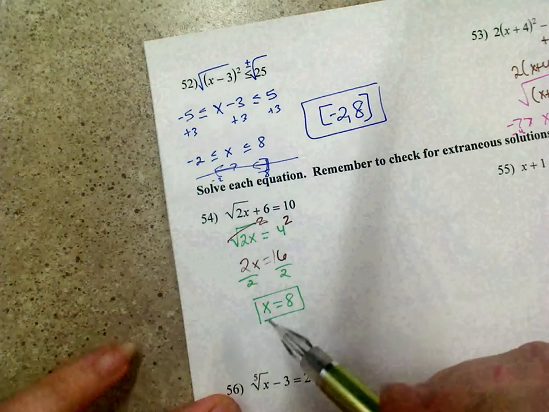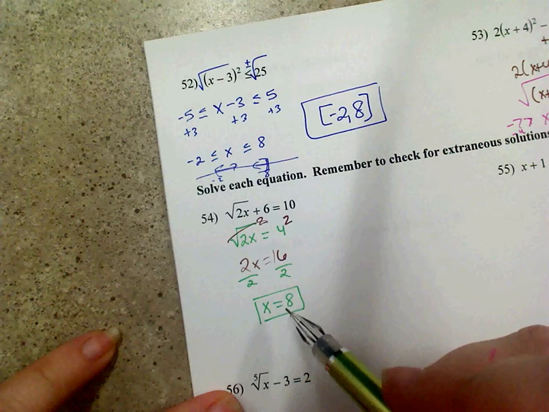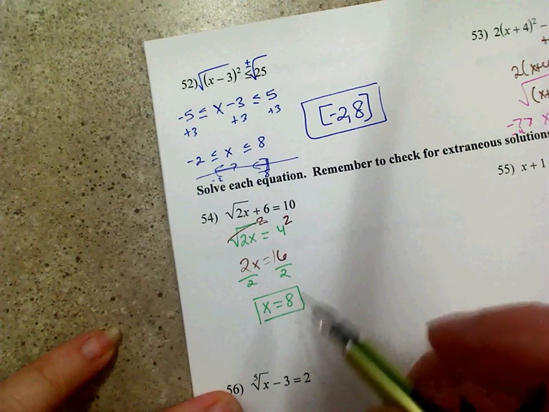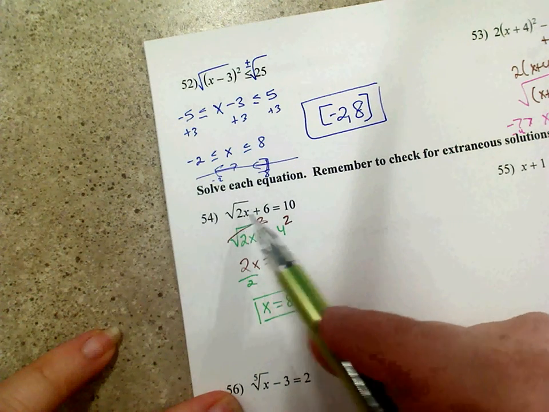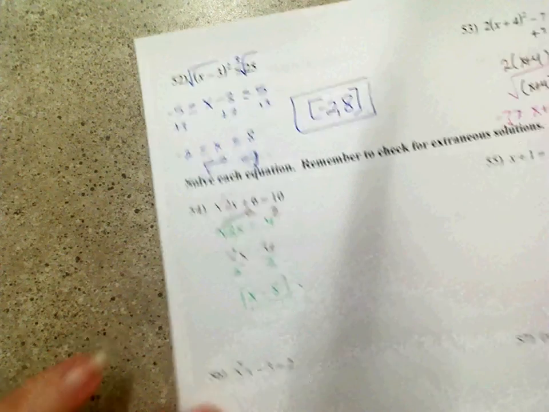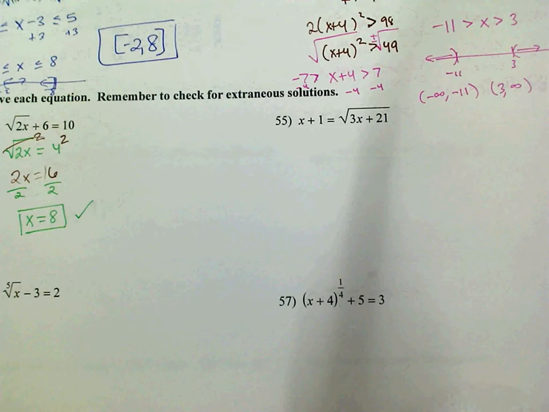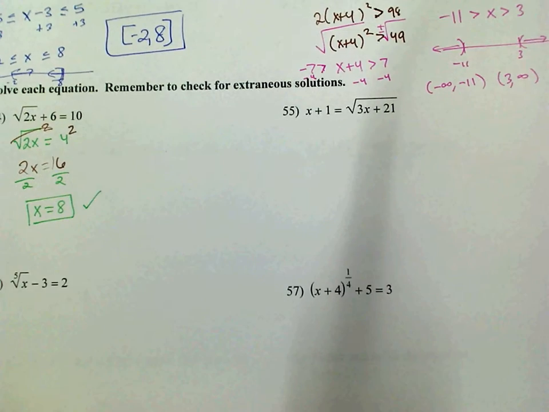Now, I went ahead and boxed it, but I should make sure to check it. 2 times 8 is 16, and the square root of 16 is 4, and 4 plus 6 is 10, so it does work.